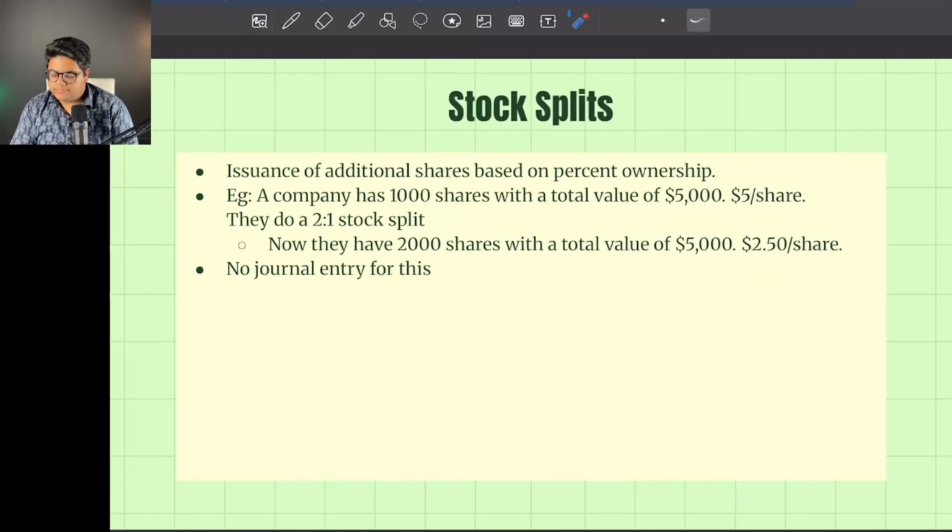Lastly, we look at stock splits. This is when you issue additional shares based on percent ownership. Let's say a company has 1,000 shares with a total value of $5,000. That means the value is $5 a share. They do a 2-to-1 stock split. Now they have double the amount of shares because it's 2-to-1, so they have 2,000 shares with a total value of $5,000. The value doesn't change. Now it's $2.50 per share. There is no journal entry for this because it's just a stock split.